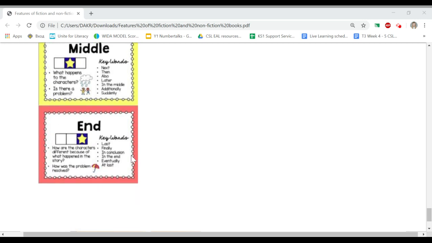Finally, at the end, if there was a problem, you can say how the characters solve the problem, or maybe they have changed and how they've changed and why. Right, so the key words to spot the ending of the story are last, finally, in conclusion, at the end, eventually, at last. Let's see if you can find these features in your non-fiction and fiction books.